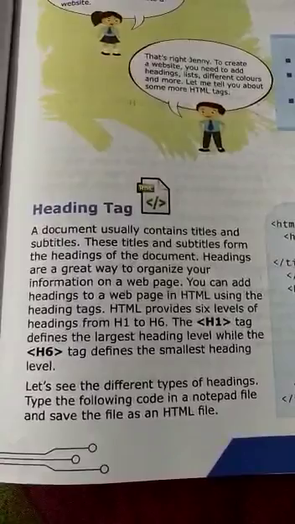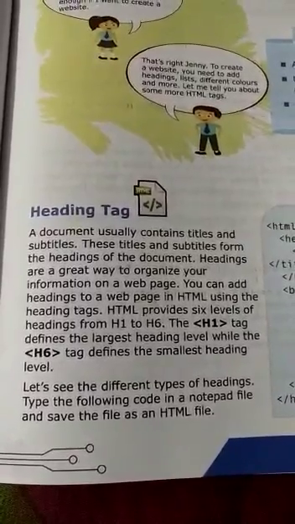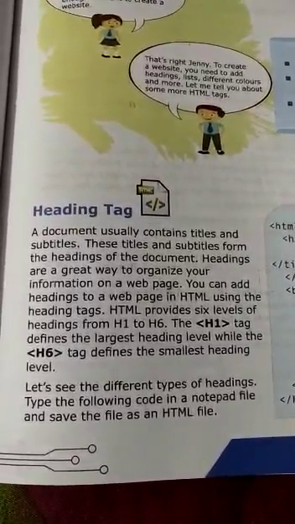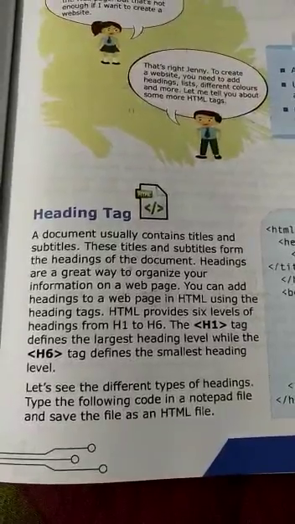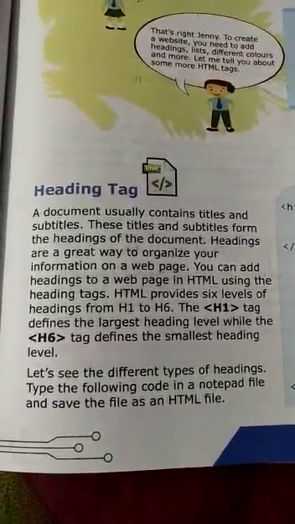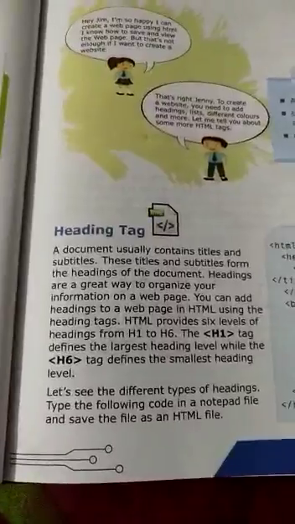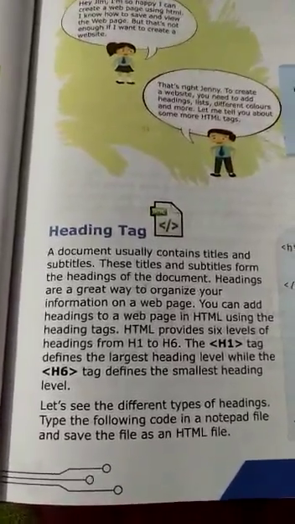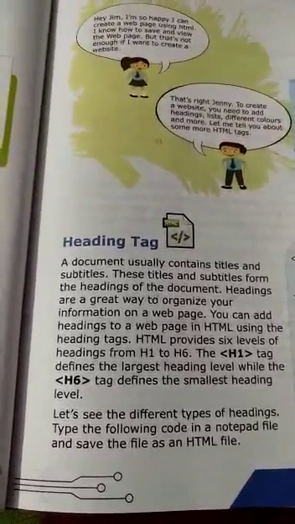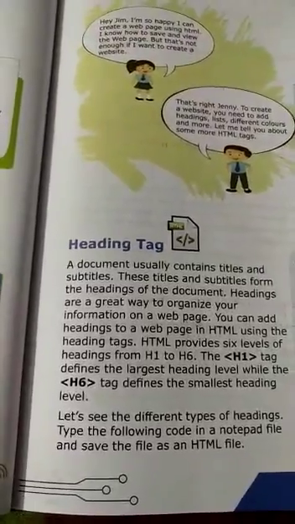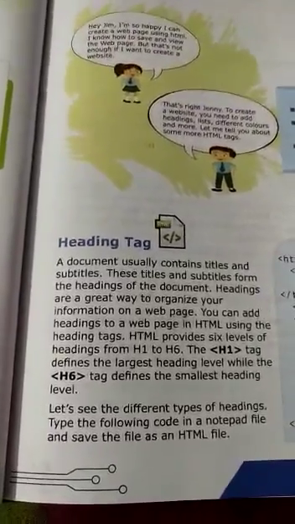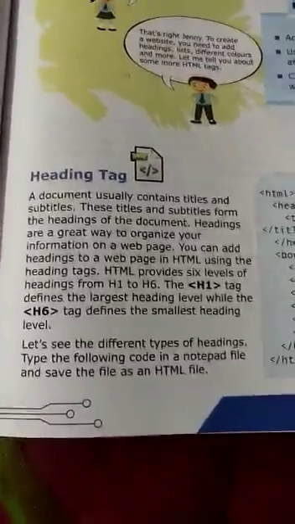The H1 tag defines the largest heading level, while the H6 tag defines the smallest heading level. That means H1 makes the text larger and H6 makes the text smaller. Let's see the different types of headings.